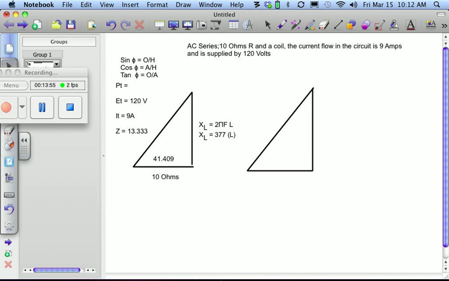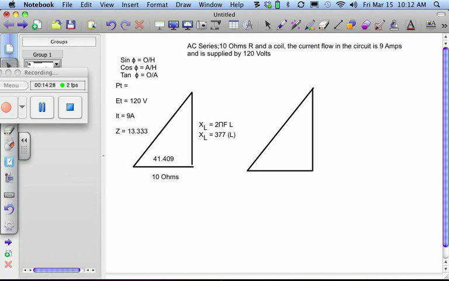Can you go through it? Let me know, how did you get the 41.409? Because I did 10 divided by 120.333, and I got a different number. So the cosine of the angle is 10 divided by 13.33. In your calculator you can push in second function cosine, 10 divided by 13.33333, and it'll tell you that it's 41.409 degrees.